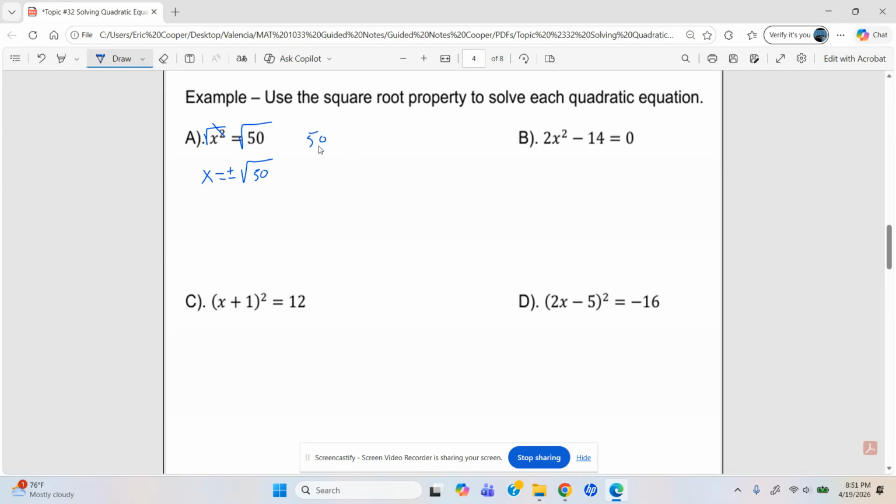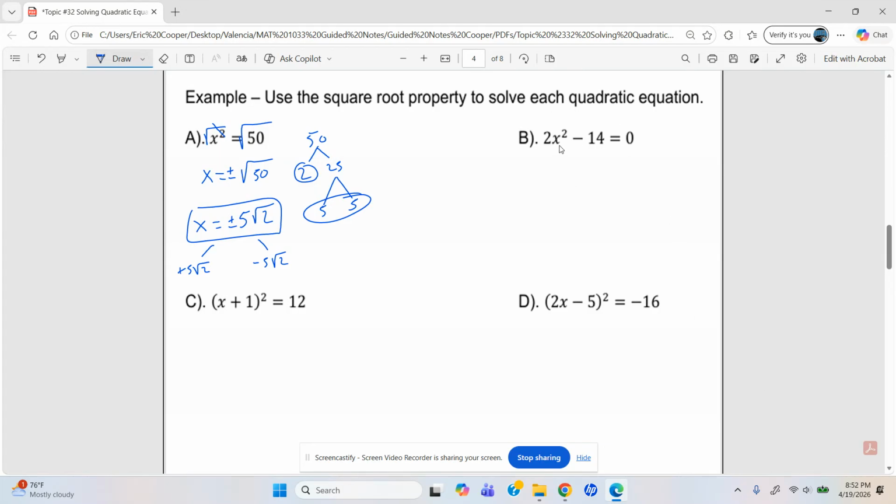Now we're going to see if we can break down 50, and we know 50 is 2 times 25, where 2 is prime, and 25 is 5 times 5. So I've got a pair of 5s and a 2, so the square root of 50 becomes 5 square root of 2 with the plus or minus on the outside. Again, this tells me my two solutions are positive and negative 5 square root of 2. So one of my solutions is positive 5 square root of 2, and the other is negative 5 square root of 2.